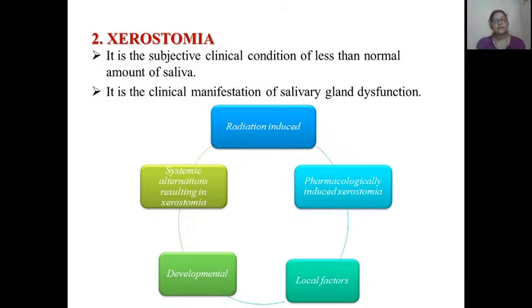It is a subjective clinical condition of less than the normal amount of saliva. It is a clinical manifestation of salivary gland dysfunction. There are various causes related to xerostomia. It can be radiation induced. It can be due to systemic alterations, like in conditions such as diabetes. It can be because of drugs, pharmacologically induced xerostomia, drugs like antihypertensives, antihistamines, anticonvulsants, various developmental disorders, or various local factors.